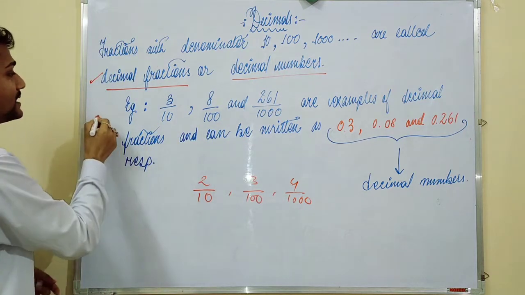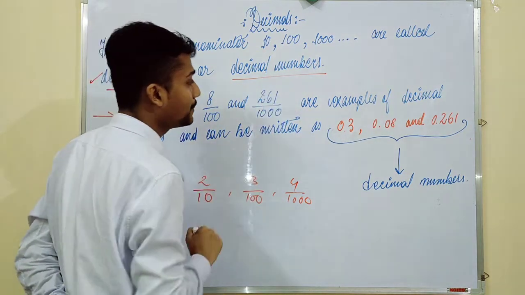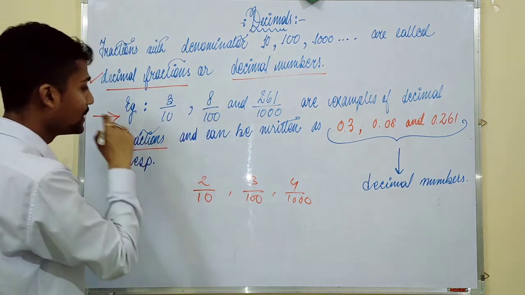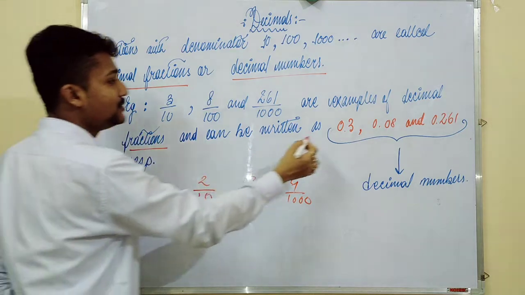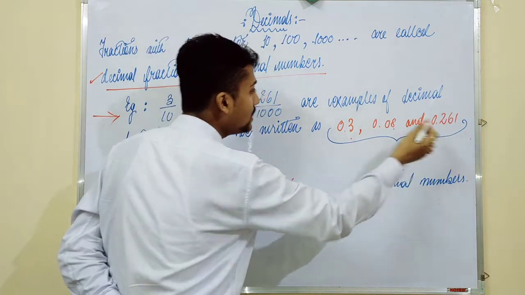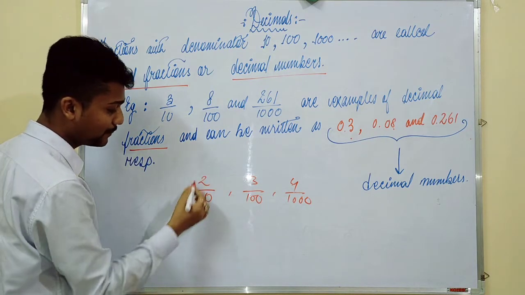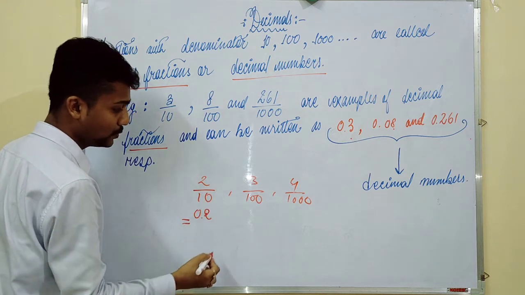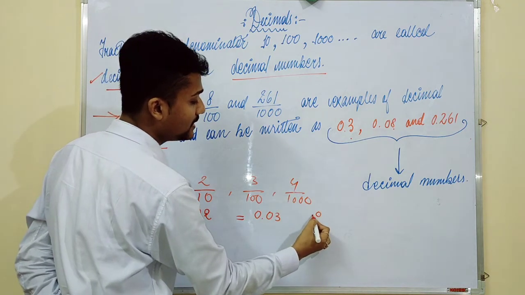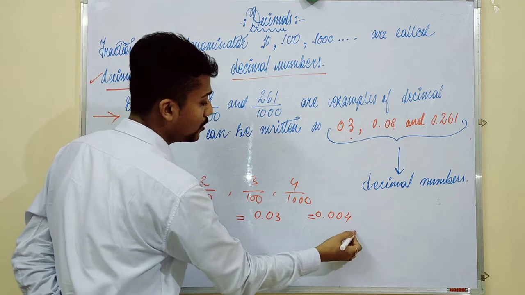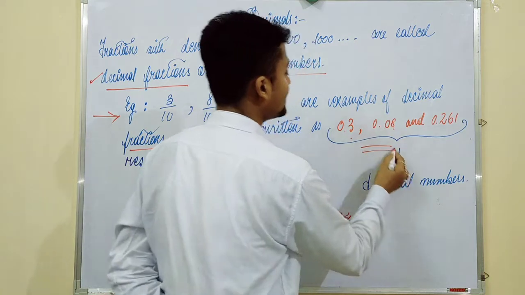Now, let us take three examples. Here I have given some examples. 3 by 10, 8 by 100, 261 by 1000 are some examples of decimal fractions. Now, if we convert these numbers, what do we get? We get 0.3, 0.08 and 0.261. Similarly, if we take this example, 2 by 10 will become 0.2, 3 by 100 will become 0.03, 4 by 1000 will become 0.004. So these numbers are called decimal numbers.